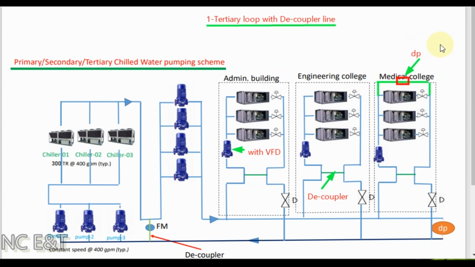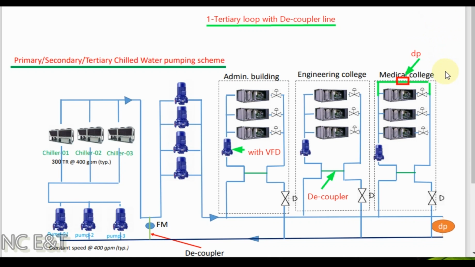Let us first understand the tertiary loop with decoupler line. This type of decoupler loop works exactly the same as the secondary loop. It has a variable speed chill water pump equipped with a variable frequency drive that gets the signal from a differential pressure sensor at the end of chill water piping network and varies its speed as per the requirement.